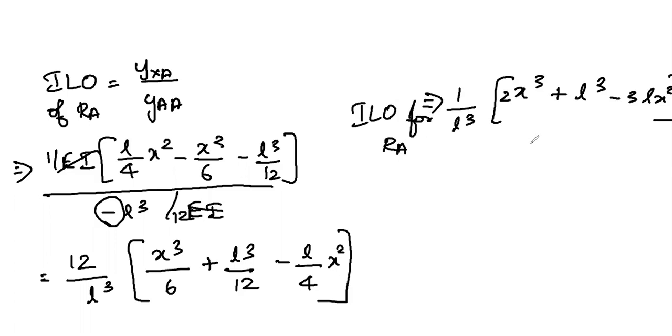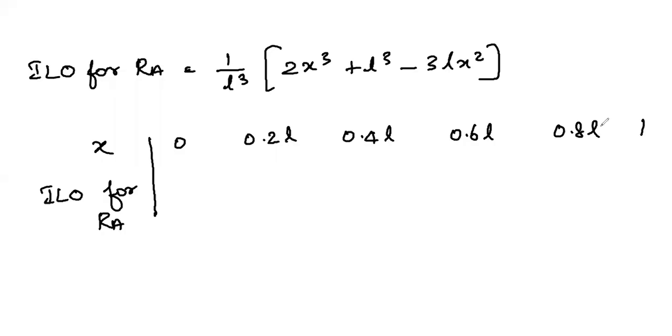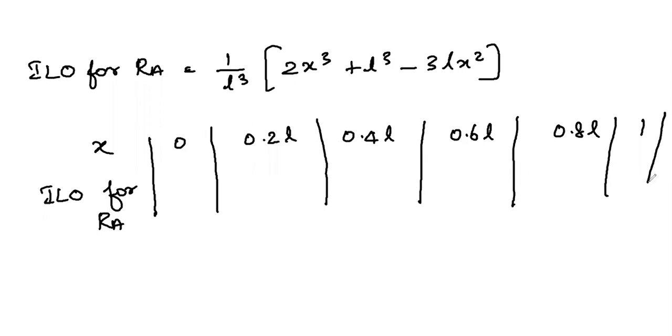So now what I'm going to find is, here x is the variable. X is going to vary from the point 0 to L. So I'm going to change the value of x and find the value of these ordinates at different positions of x. For that I'm going to open one table. So here is your table. I'm going to apply the value of x as 0, 0.2L, 0.4L, 0.6L and L.